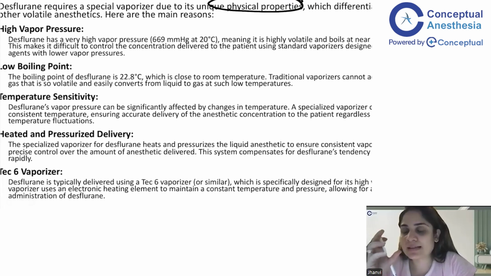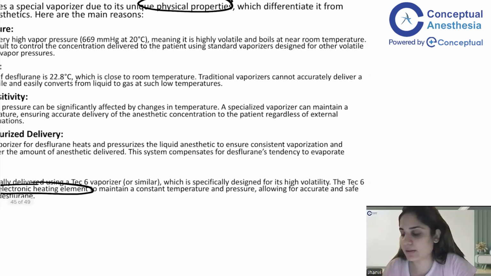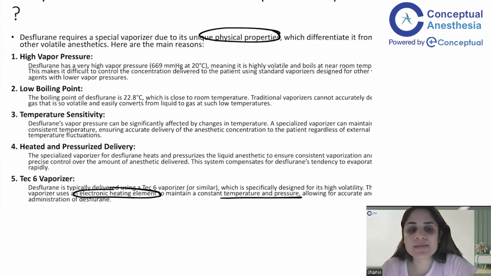And by using that electronic heating element, you all must have actually seen in desflurane that we have to connect it behind to electricity and it has to be on. By using this electrical heating element, we maintain a constant temperature and pressure of desflurane. Okay. Now, why is that important? Because desflurane has a very high vapor pressure.